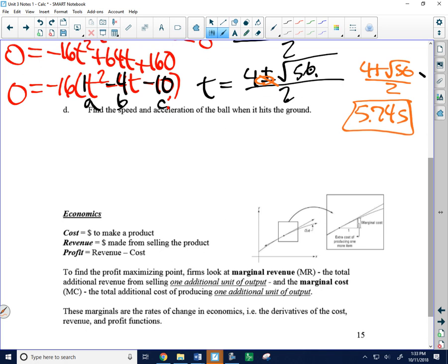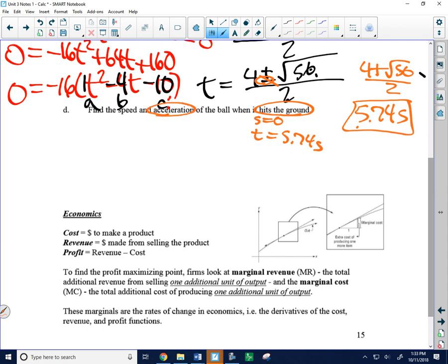Last one. Any thoughts on C? Similar to the one we just did, but it does have the quadratic formula. That was the difference. Find the speed and acceleration when the ball hits the ground. Well, we just found it hits the ground. The position would be 0, and it's at a time of about 5.74 seconds. Those are the 2 things we know. Position would be 0, time about 5.74.